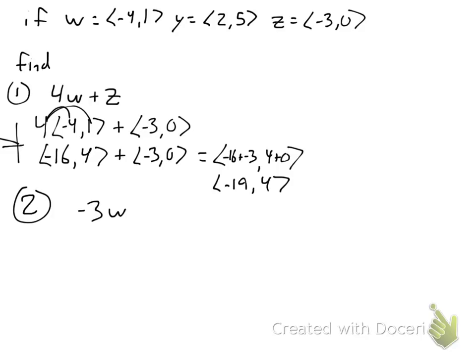And if I have -3 times w, then it's just -3 times -4, 1, which is 12, -3. And I think that's pretty easy.